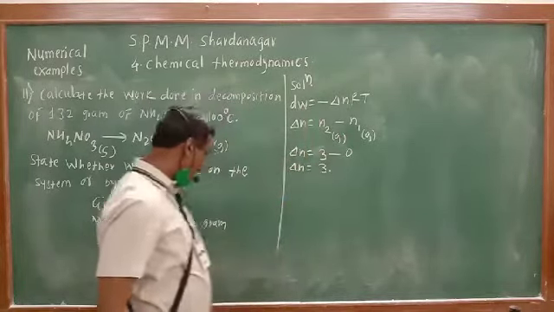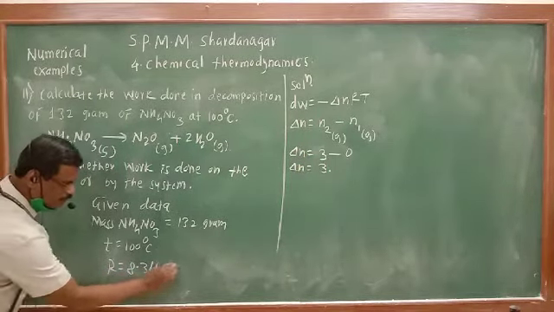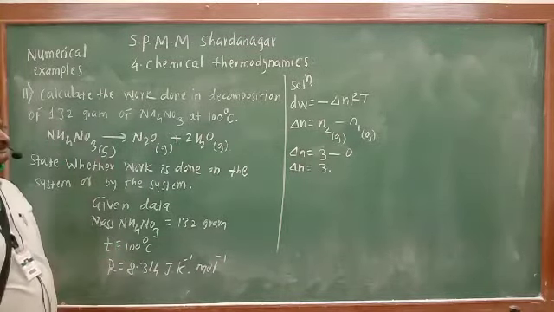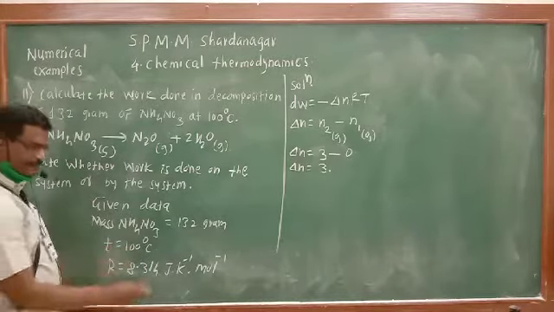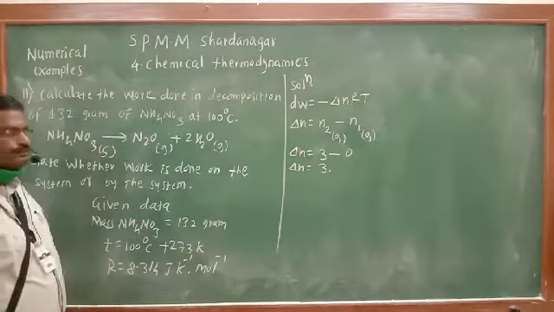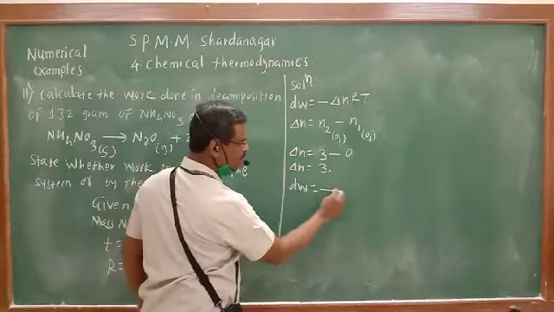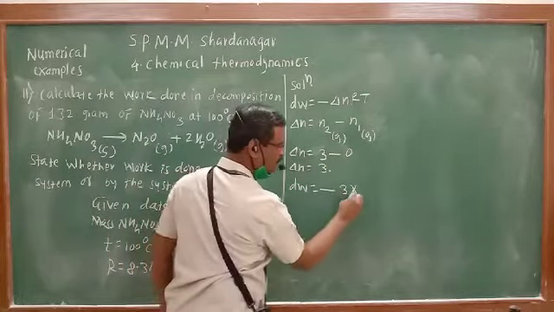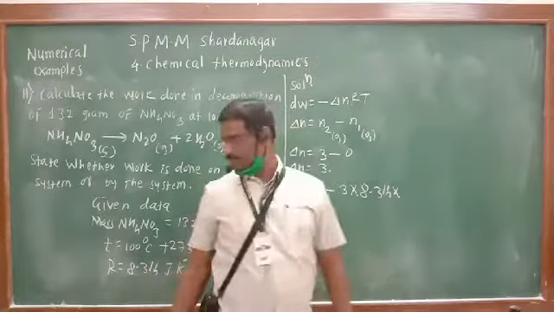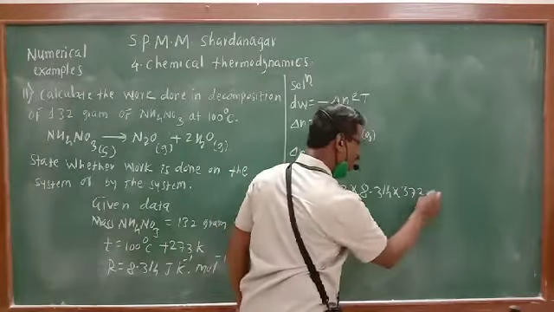We know the value of R. R is always constant. In joule, 8.314 joule per degree Kelvin per mole. It is constant. Temperature is 100 degrees Celsius plus 273 in Kelvin now. And now substituting values, dW is equal to minus delta n, which is 3, R is 8.314, temperature 100 plus 273, so that is 373 Kelvin.